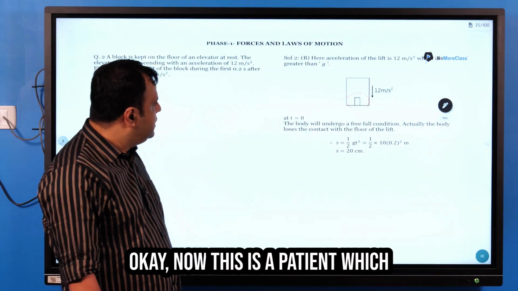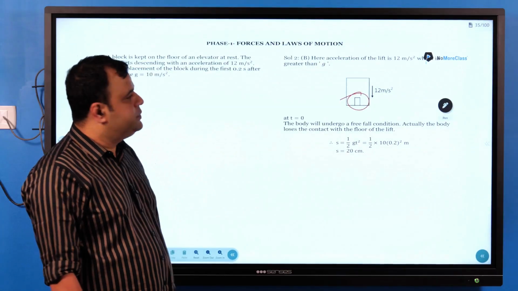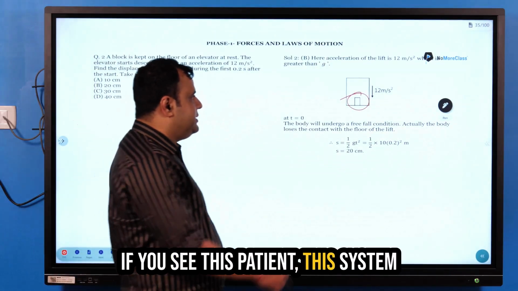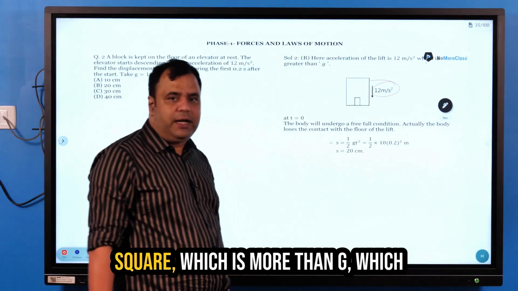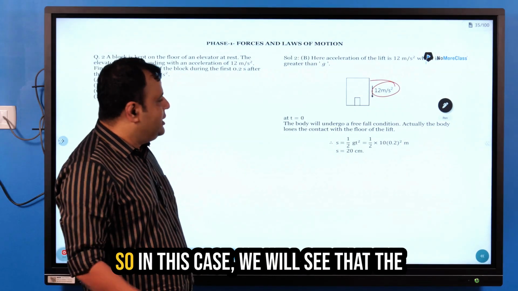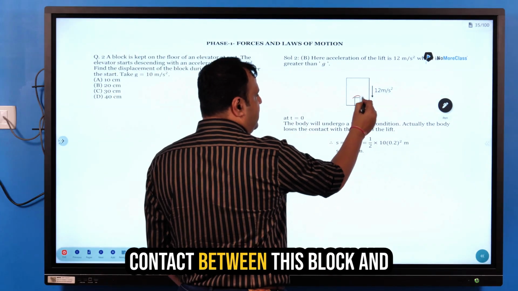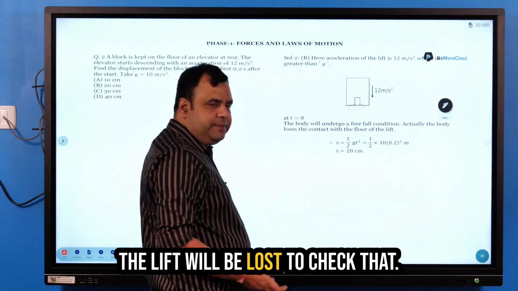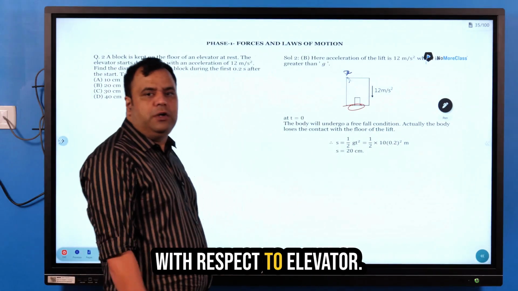Okay. Now, this question is based upon the pseudo force concept. If you see this question, this system is going downward with an acceleration 12 meter per second square, which is more than g, which is 10 meter per second square. So in this case, we will see that the contact between this block and the lift will be lost. To check that, let's solve this question first with respect to elevator.